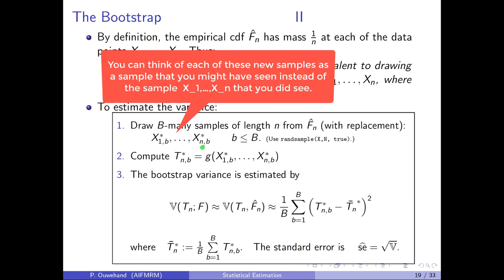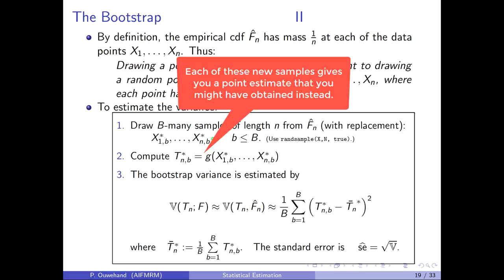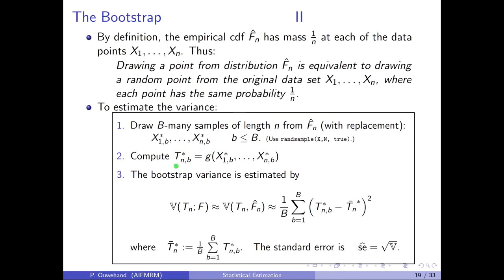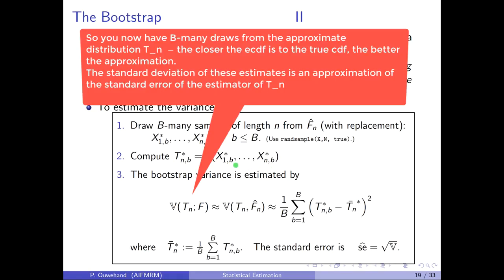So now you have B many new samples, and you compute the point estimate of Tn for each of these new samples. So you now have B many new point estimates obtained from the same dataset X, but by sampling with replacement.